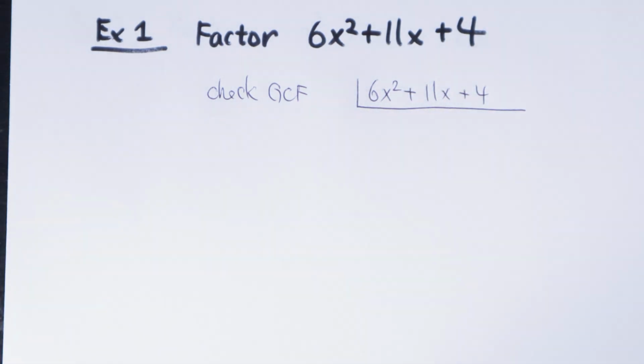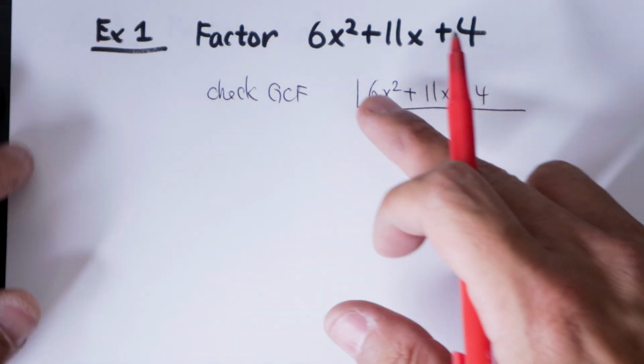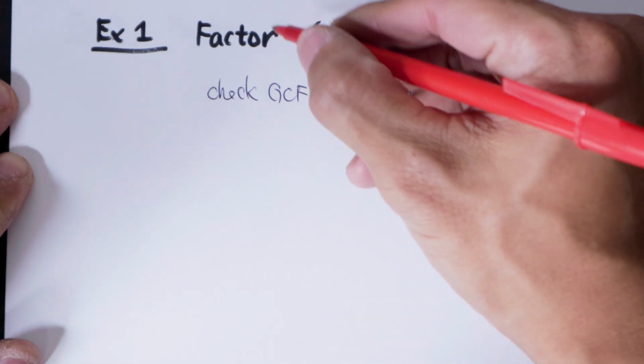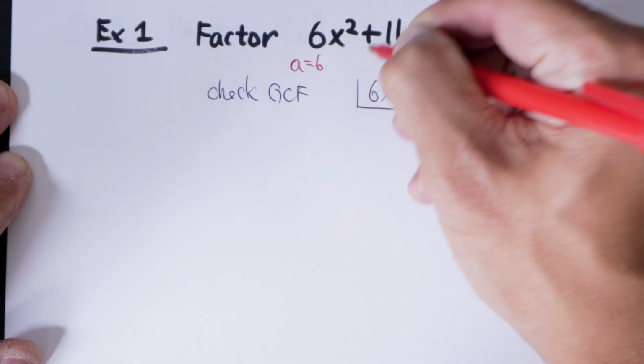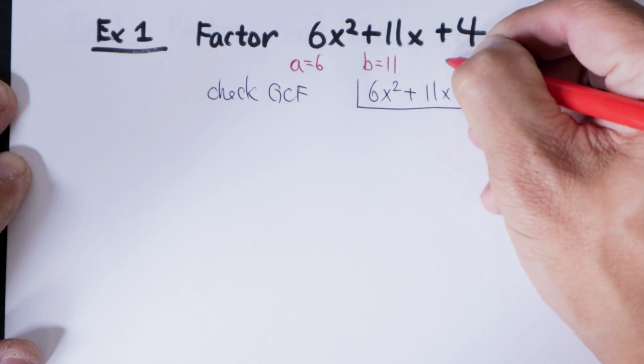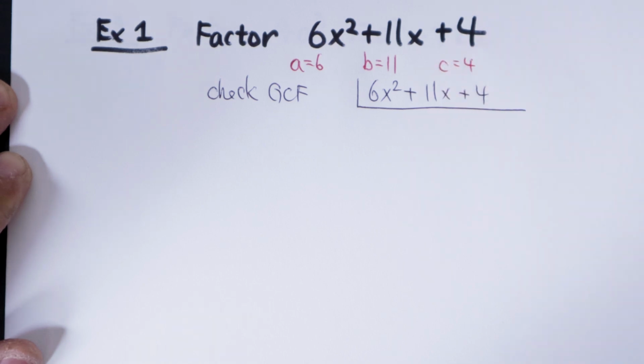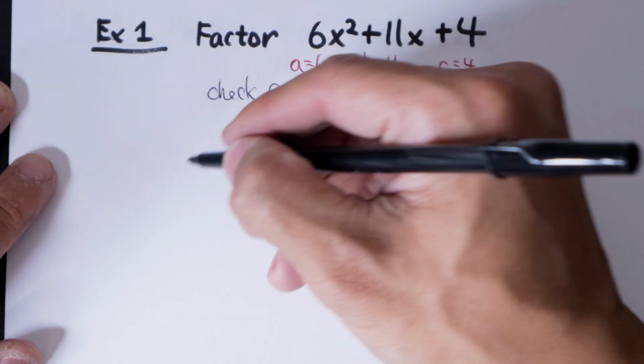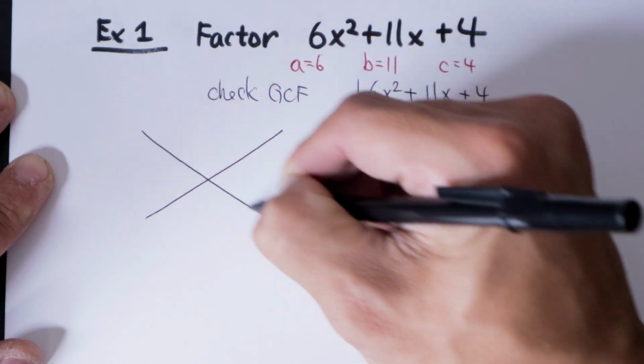Well, once you check that there's no GCF, the next step is to create the star method. Let's first identify what is A, what is B, what is C. Since you cannot find a GCF, our A is going to be 6, our B is going to be 11, our C is going to be 4.